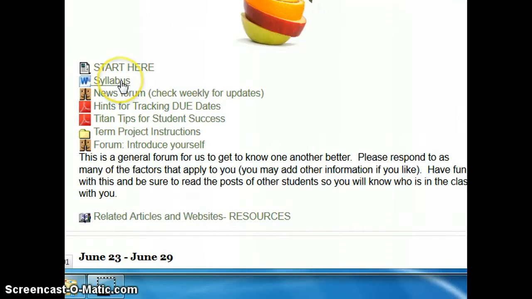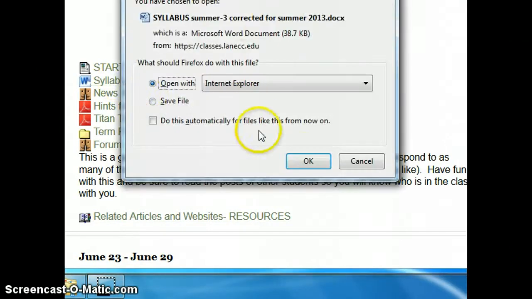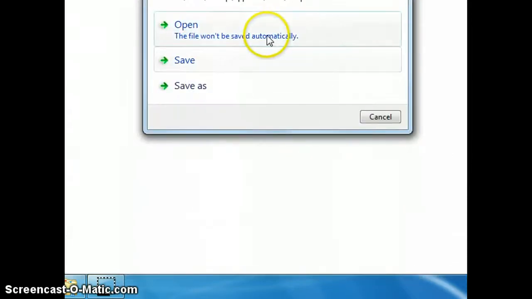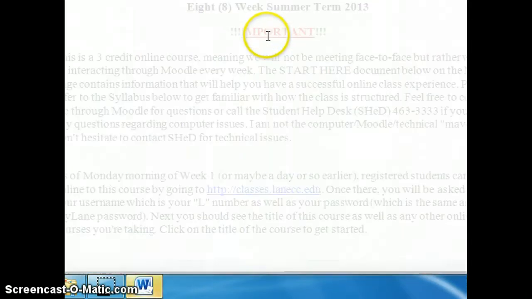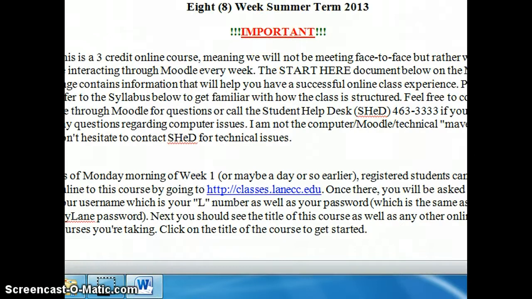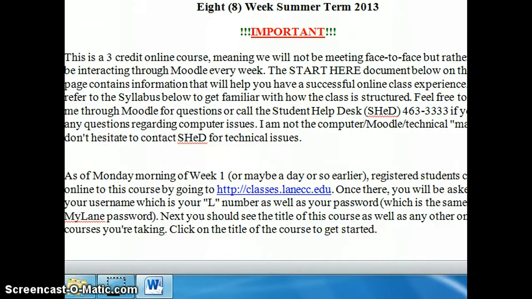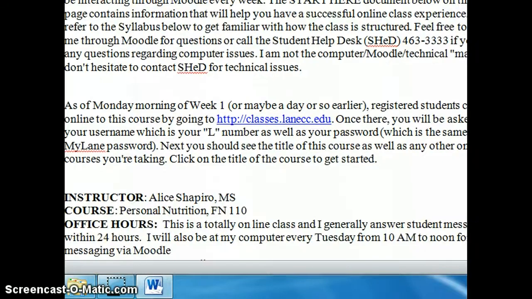I'm going to open the syllabus just for a moment. You can choose, I've chosen Internet Explorer. You can choose to open it in Google. It takes a moment for it to open. But here is a major part of it. You won't see all of the syllabus here on the screen, and that's okay because I just want to take you through a tour of it, let's say, fairly quickly.